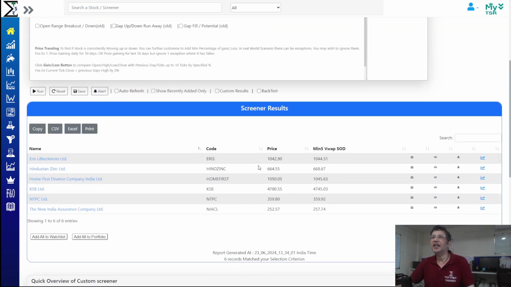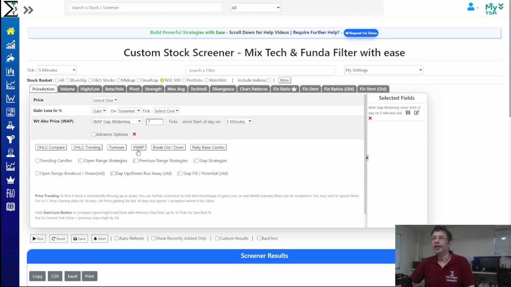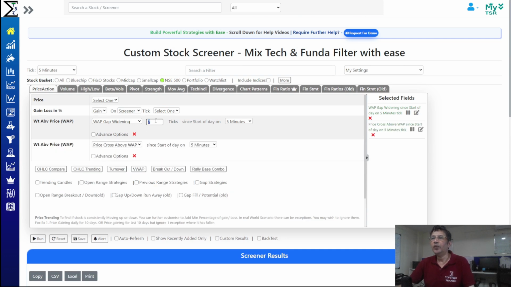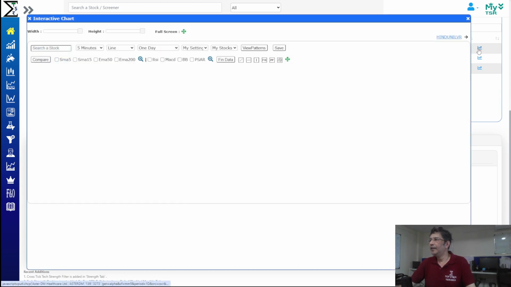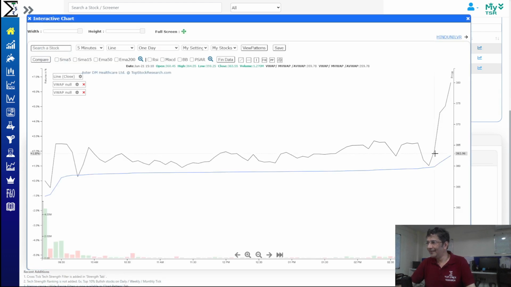If we add another condition out here to say that the gap is widening, and we reduce the period to 5, and we add another, and the price is above VWAP. So in this case, what we have done is, number one, the gap between VWAP and price is widening, and number two, price is above VWAP. That means it will show only the bullish stocks, right? So in this case, we see Aster DM. So the price is above VWAP and the gap is widening, right?